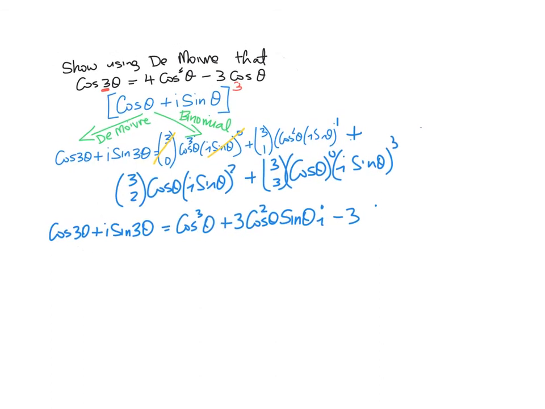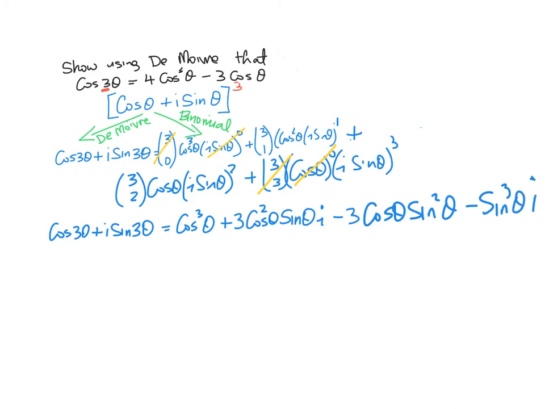Minus 3 cos theta sine squared theta. And then the last one, again, lots of things will cancel for us. That's 1 and that's 1. And I cubed is minus I. So that becomes a minus sine cubed theta I.